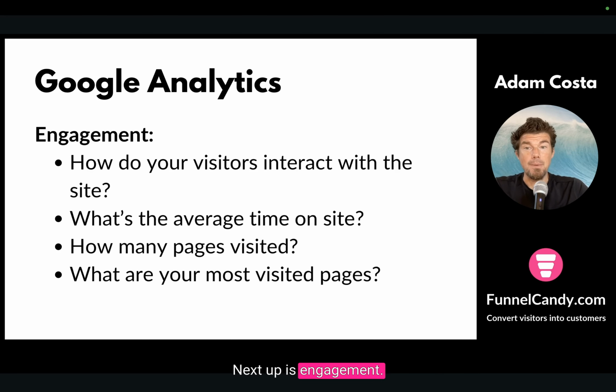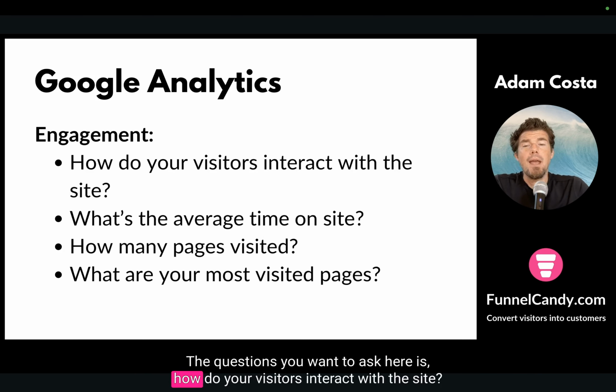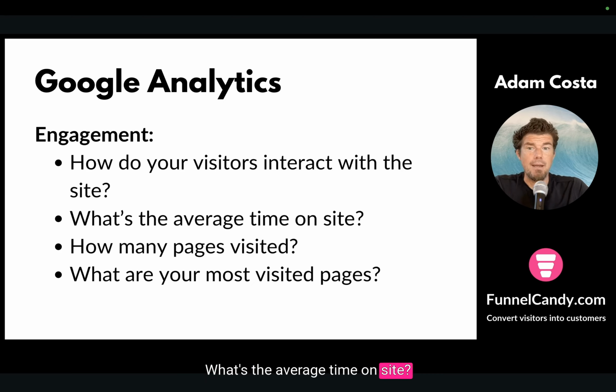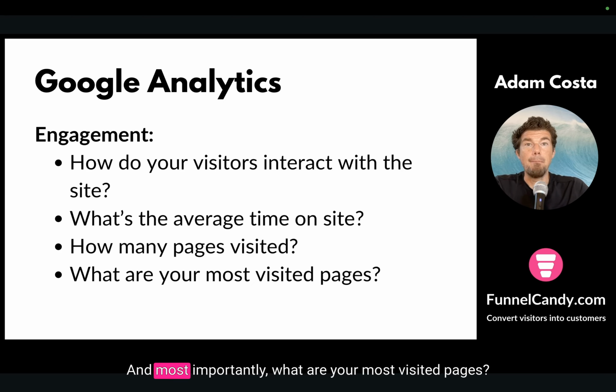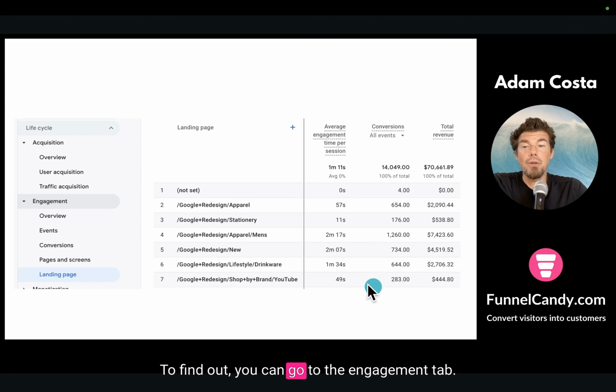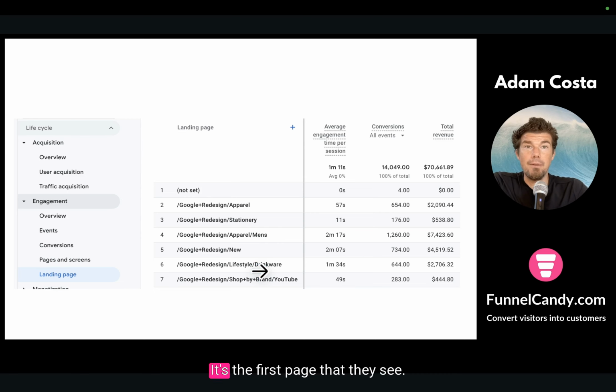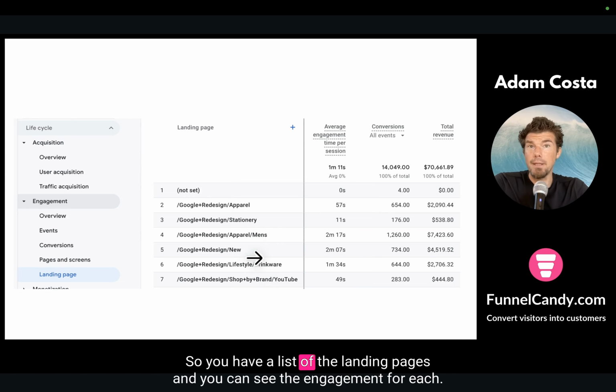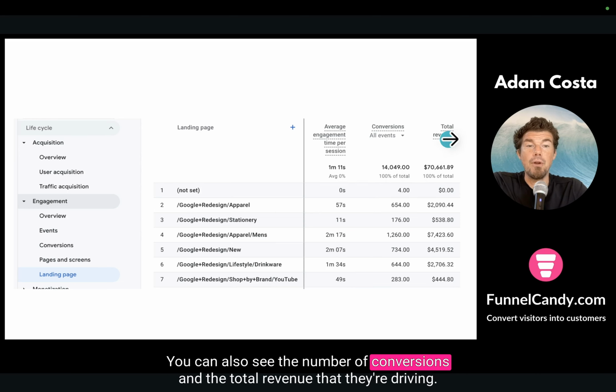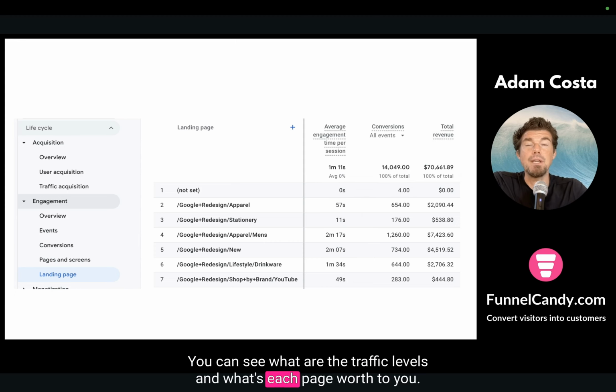Next up is engagement. The questions you want to ask here is, how do your visitors interact with the site? What's the average time on site? How many pages are they visiting? And most importantly, what are your most visited pages? To find out, you can go to the Engagement tab and then select Landing Pages. This will show you a number of landing pages. This is where people are landing on. It's the first page that they see. So you have a list of the landing pages, and you can see the engagement for each. You can also see the number of conversions and the total revenue that they're driving. You can see what are the traffic levels and what's each page worth to you.